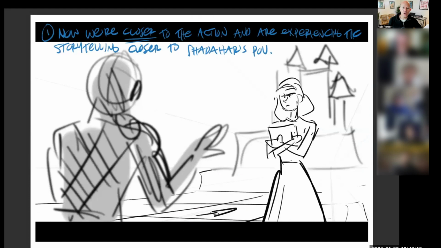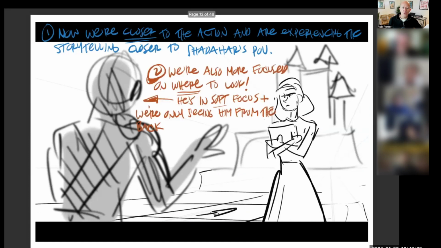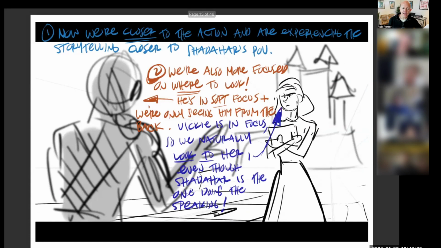And now we're closer to the action and are experiencing the storytelling closer to our hero's point of view. And look, we're also more focused on where to look. He's in soft focus, so we're only seeing him from the back. Vicky is in focus, so we naturally look at her, even though Shadowheart is the one doing the speaking.